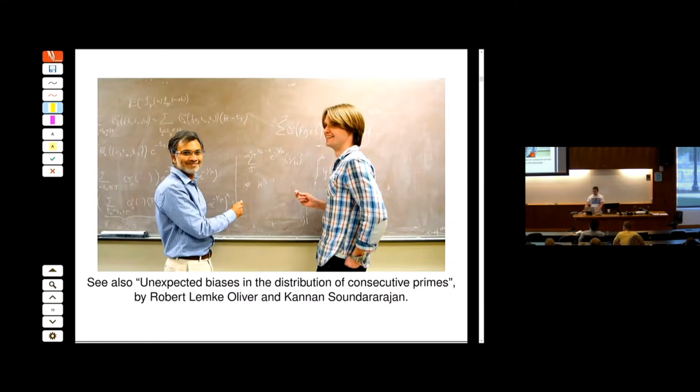Okay. An aside is that very recently Robert Lemke Oliver, who will be coming to the conference, and Kannan Soundararajan published another unexpected bias in the distribution of primes, this time in consecutive primes. I will not try to describe here what they did, but it is of a similar flavor to what happens with these 1 mod 4s and 3 mod 4s. It's something very interesting that was discovered just very recently.